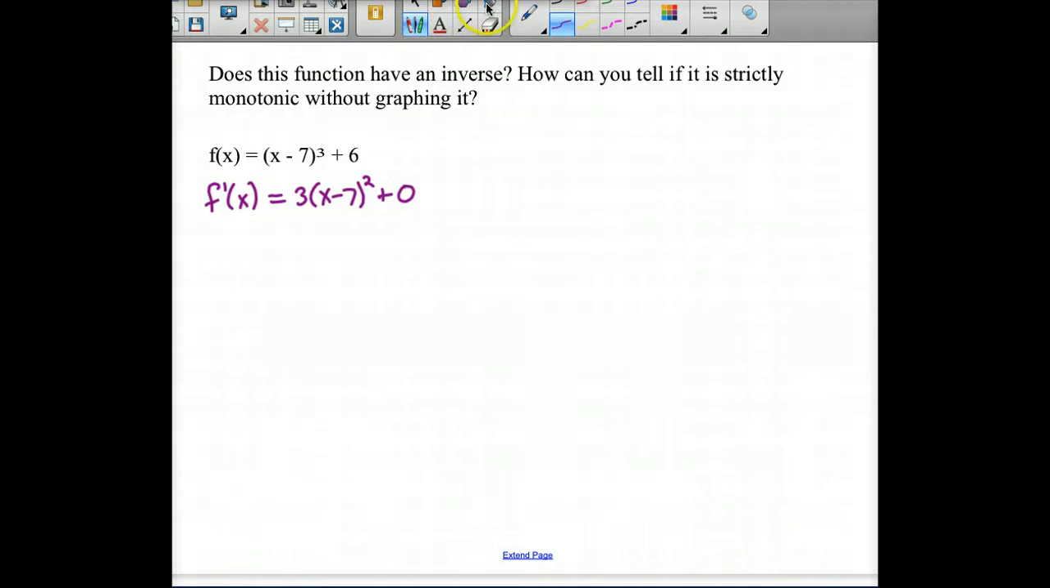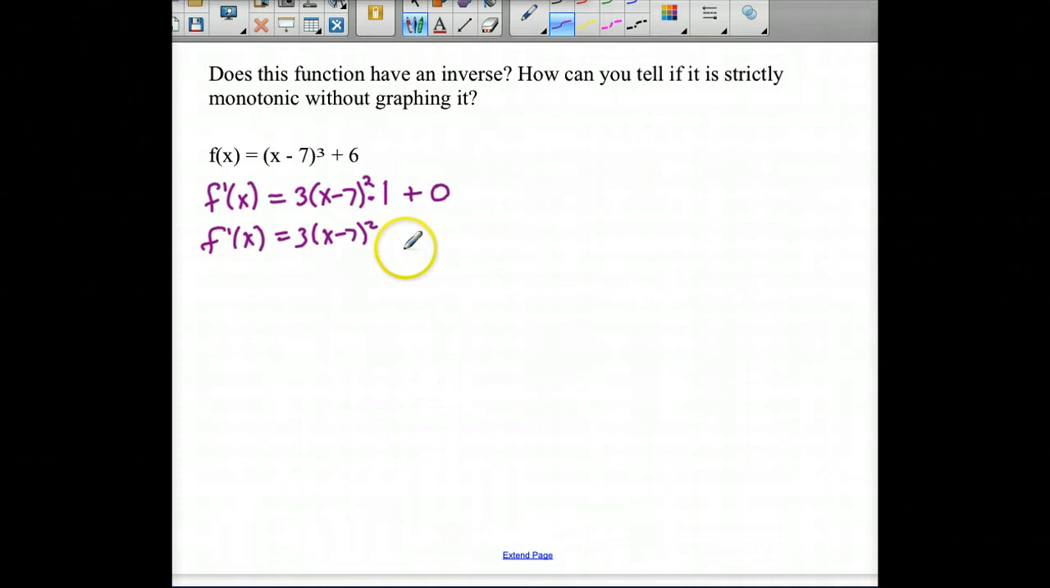Oh, sorry, working too fast here. Times the derivative of the inside, which would just be times 1. Sorry, let's complete the whole chain rule. And then the derivative of 6 is 0. So the derivative is 3 times the quantity x minus 7 squared.